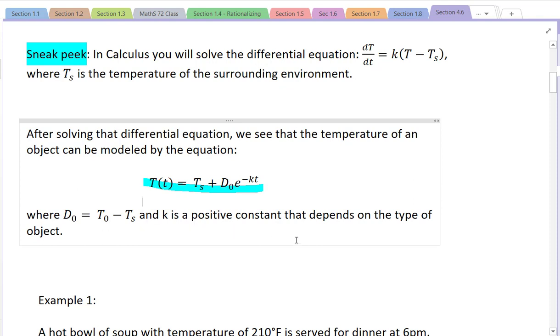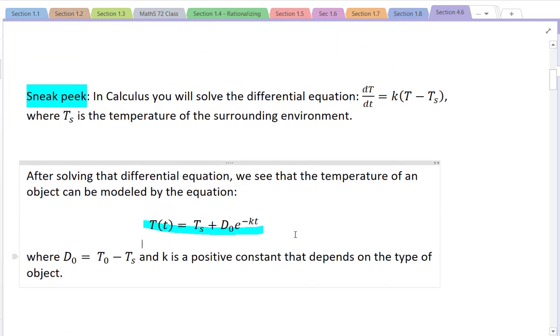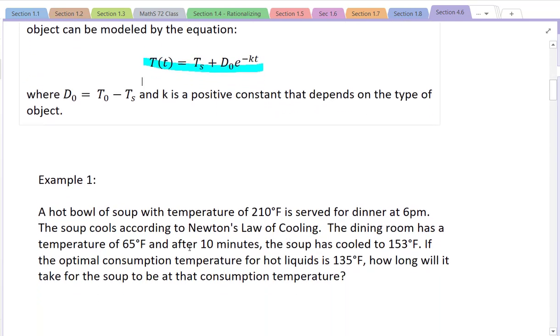K is a positive constant that depends on the type of object, right? If you have pizza versus soup versus hot coffee, or the temperature of a person, the body, the normal temperature is 98.6 degrees for a human body. So depending on what kind of object you have, that D0 is going to change and the k is going to change. So let's try an example.